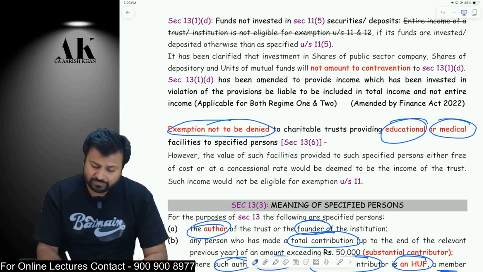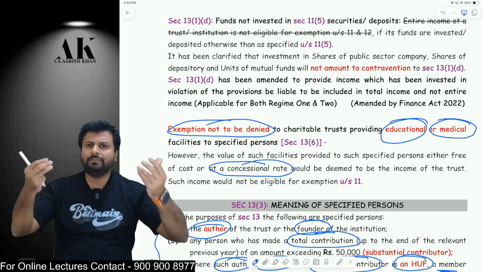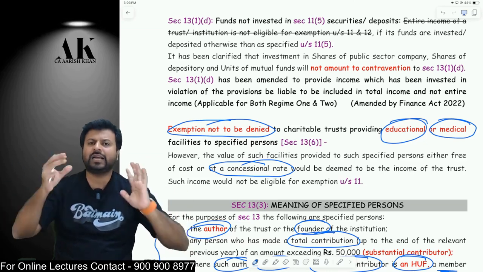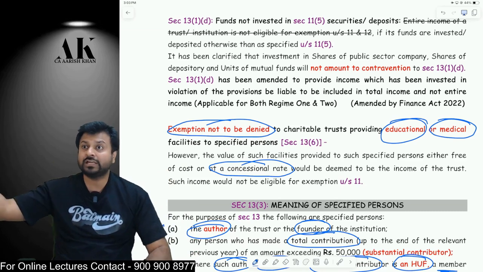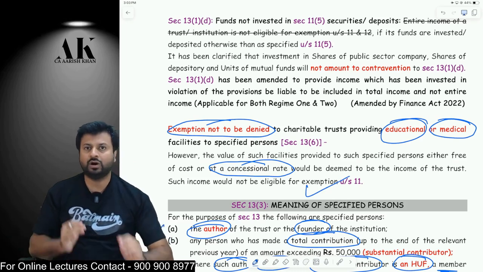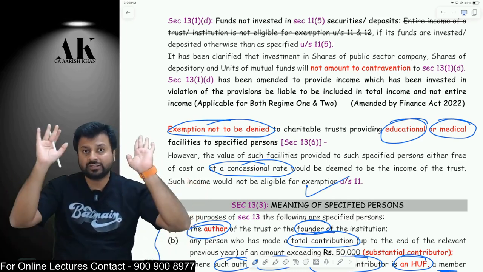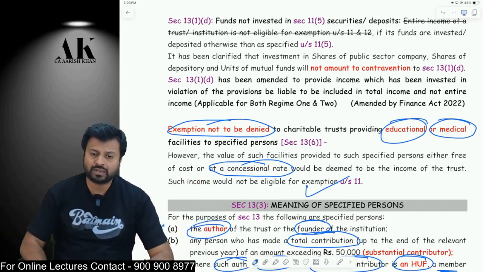Then in that case, if you provide at concessional rate, suppose my hospital is there, I am the trustee and my child is not well and I am admitting my child in the hospital and my hospital is charging 2 lakh rupees, whereas to others we charge 5 lakh rupees. Then 3 lakh rupees will be deemed to be income under the income tax law. I should not charge them concessional rate. I should charge them normal rate. If I charge them concessional rate, then the differential amount will be deemed income under the income tax law.